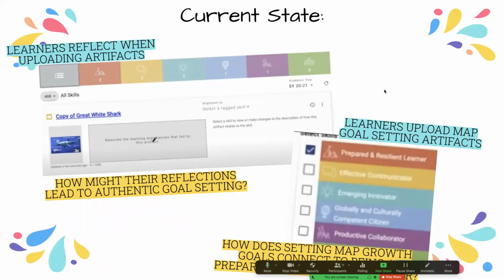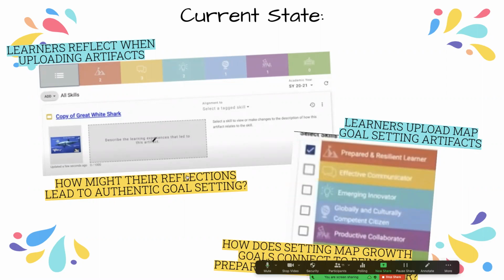So the first thing we would like to touch on is our current state. Where do we see goal setting or reflection happening? We know that learners are reflecting when they're uploading their artifacts. This is just one example. If you click on this, it'll take you to a very nice video from our digital learning team on how to upload artifacts. Within that, you can see that there's an opportunity to reflect.